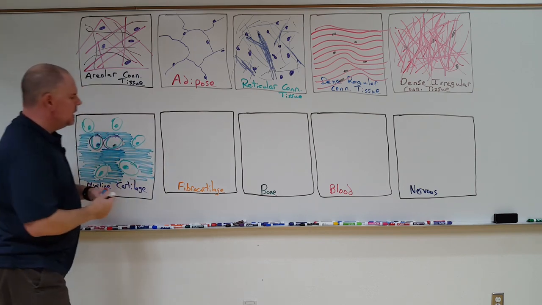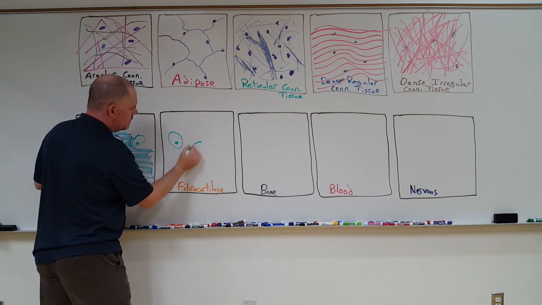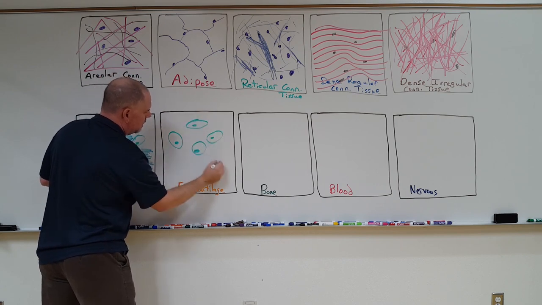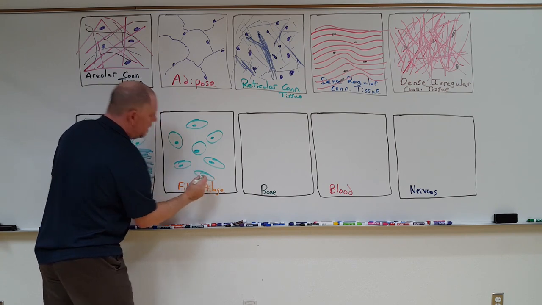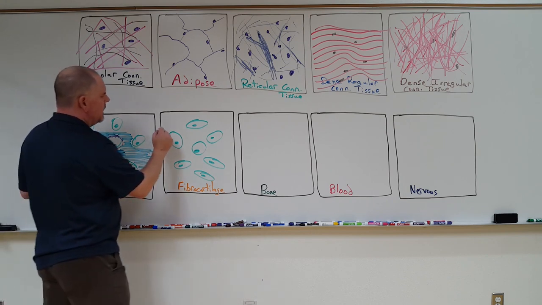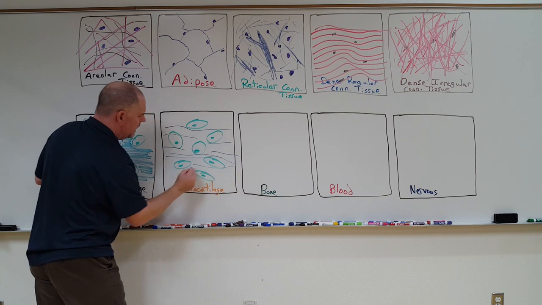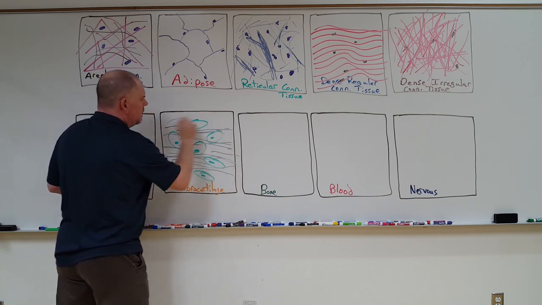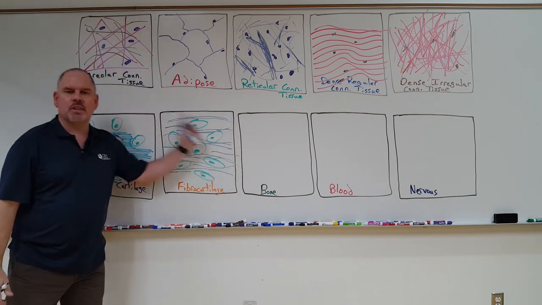Fibrocartilage, same cartilage cells. But now what do I see? Fibers. I will see visible fibers in fibrocartilage. Eyeballs in jello, eyeballs in a river.